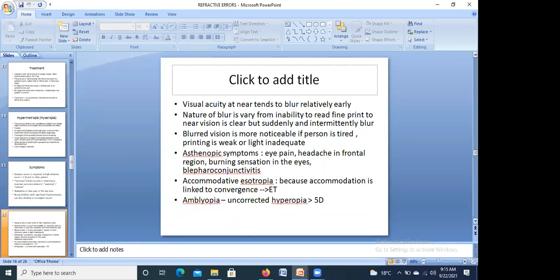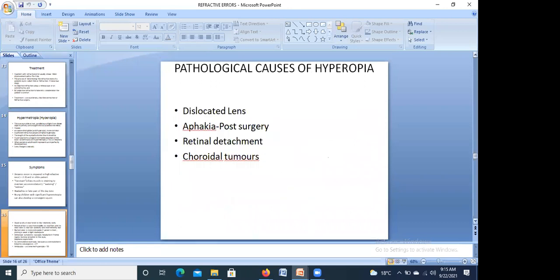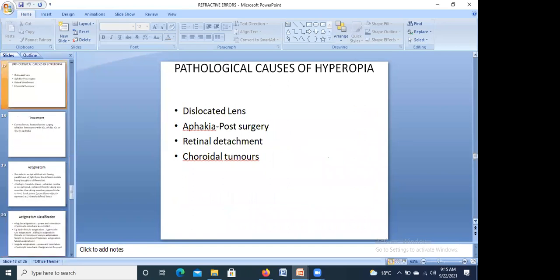Then, of course, we call it accommodative hypermetropia. And if the hypermetropia is very high, they also develop amblyopia. The other pathological causes of hypermetropia include when an eye has a natural lens which has been dislocated. Sometimes you find the natural lens is displaced into the vitreous following blunt trauma, or sometimes there's no natural lens at all. That eye becomes very highly hypermetropic. Sometimes after cataract surgery, when we find it difficult to put a lens inside the eye, we also get hypermetropia.